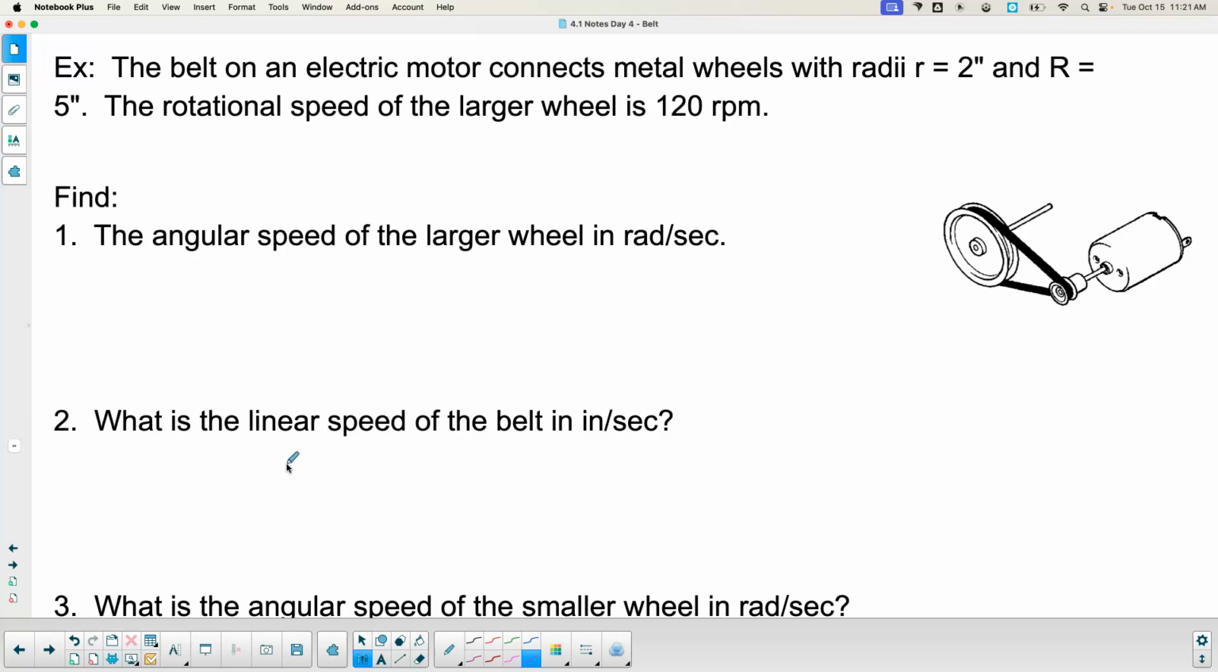Well, what is the current speed of the larger wheel? The kicker is it's in revolutions per minute, right? So it's 120 revolutions per minute. We want it in radians per second. Okay, go.